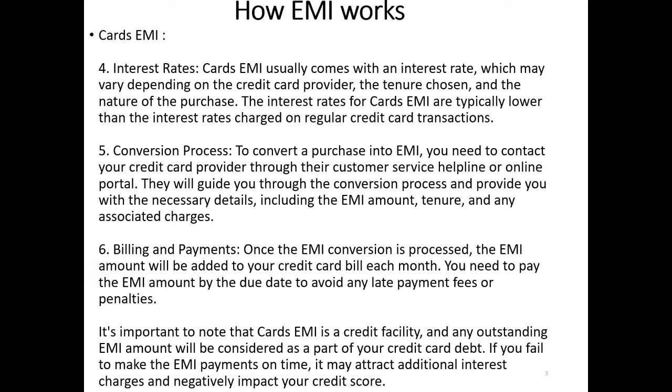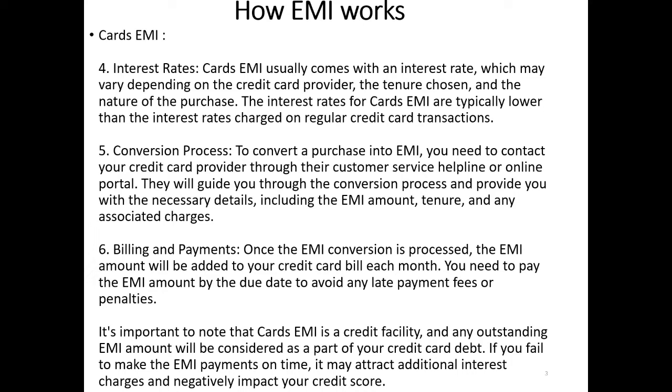Another option is, suppose our statement got generated for 1 lakh. We know that we cannot pay the entire 1 lakh amount. So we can choose that option also. Okay, out of 1 lakh we paid 60,000, remaining 40,000. So whatever remaining amount, we can also convert that amount into an EMI.